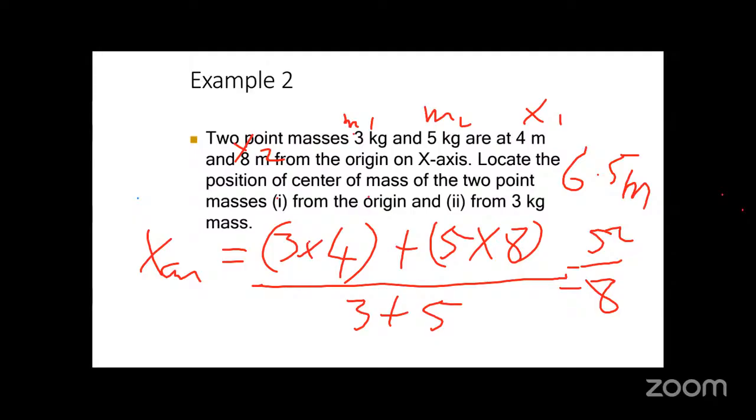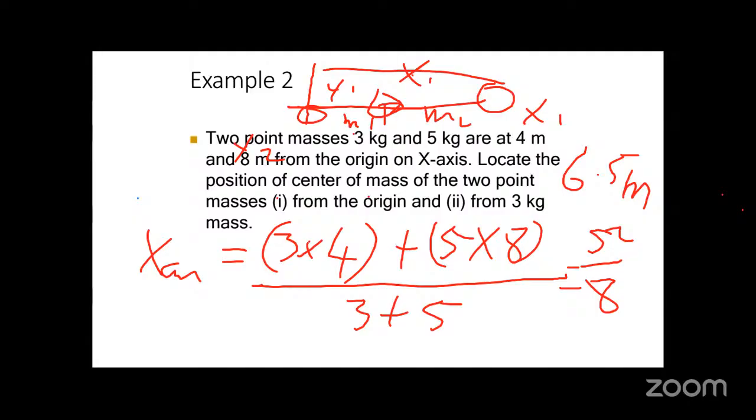So now that is 1. The second one says from 3 kg. So let's assume that here is our origin, and the first mass is here, the second mass is here on a straight line. So here is X1, then here is X2. That is the first case. From the first mass to the origin is 4 meters. Now, we are asked to move the origin to the 3 kg.